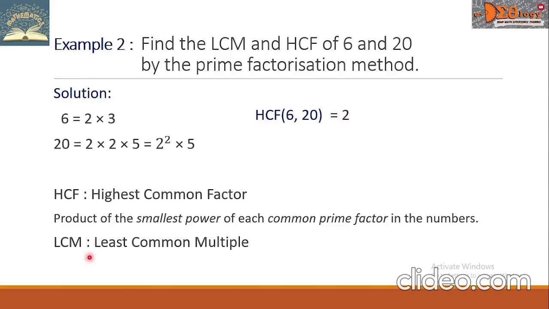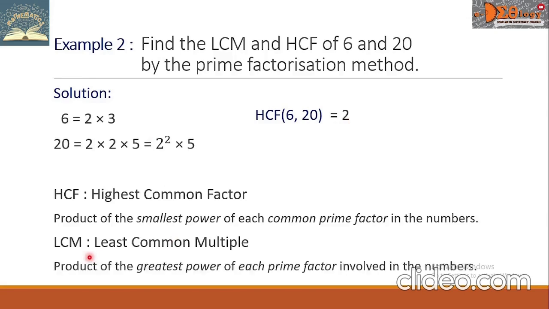LCM means least common multiple. By definition, we say that LCM is the product of the greatest power of each prime factor involved in the numbers. So for LCM of 6 and 20, we're going to copy all the factors in here to be multiplied together. In case of common factor, we will take the greatest power. So we write here 2 squared, with 2 as common, and we take the greatest power.